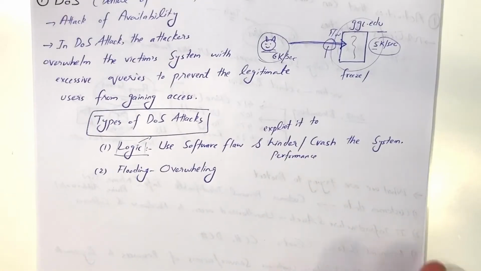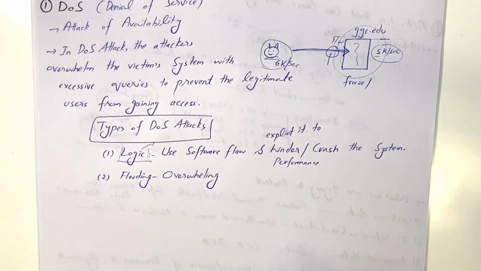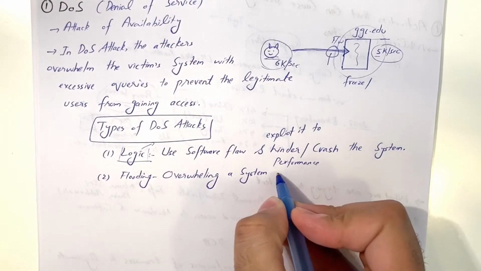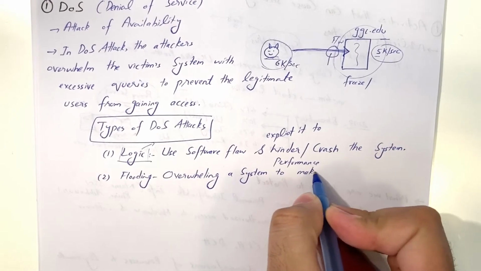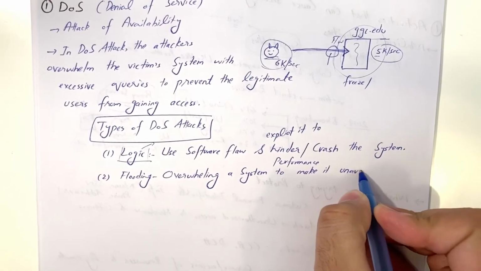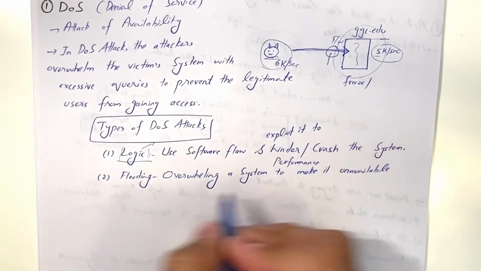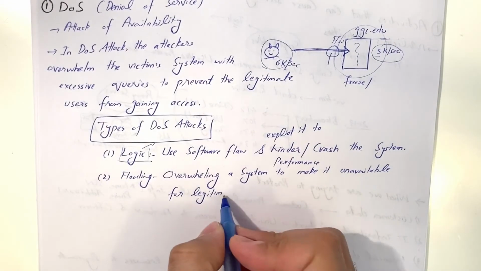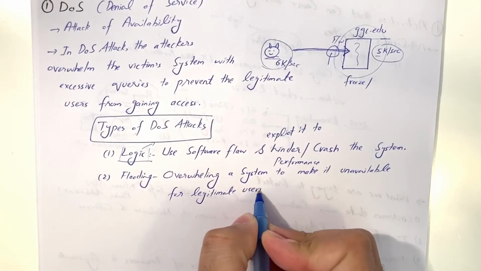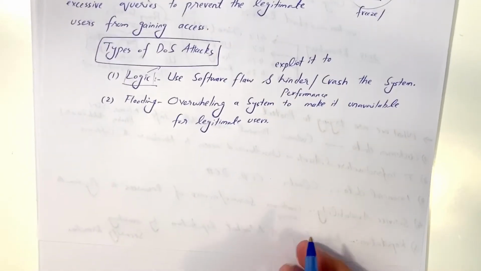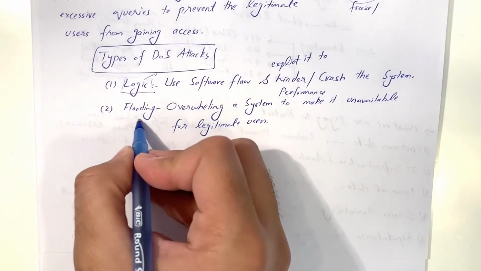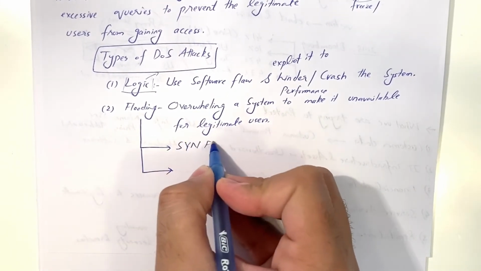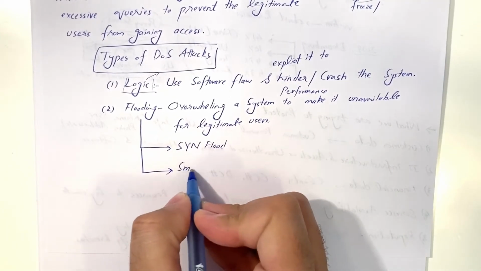Then we have the flooding. As already discussed, it's just the overwhelming of a victim system to make it unavailable for the legitimate users. So that is called basically a flooding attack. Now, flooding attack can be further classified into two types. There are further classifications of flooding attack. One is called SYN flood, and second is called SMURF.